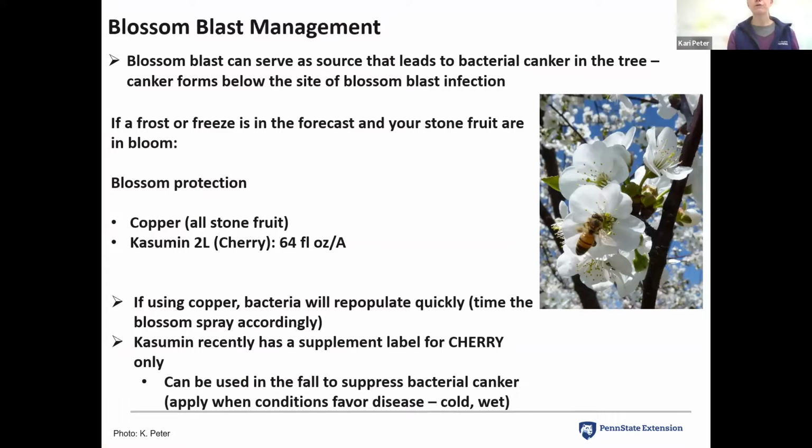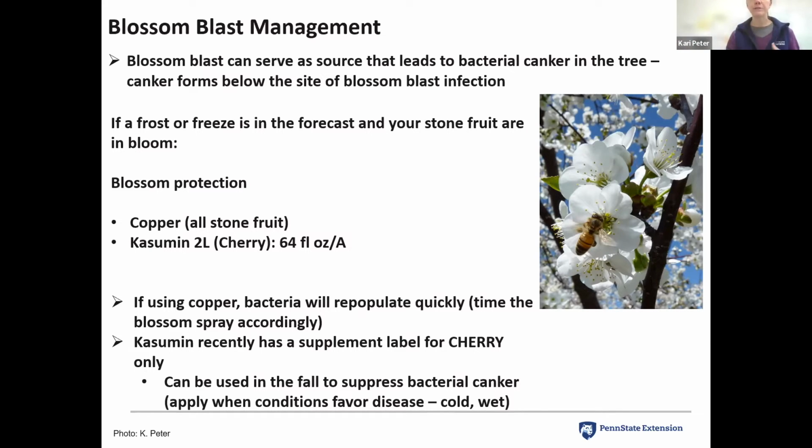So as far as how to prevent blossom blast, because this is the first stage of bacterial canker getting a foothold in the tree, one thing is that you need to be monitoring disease conditions. So if your trees are blooming and it's calling for frosty temperatures, you want to get out there the day before those frosty temperatures occur because you need to manage that bacterial population in those blossoms. There's two ways you can do it. In all stone fruit, you can apply copper. Now, if you use copper, you need to time it right before the event because the bacteria will repopulate those blossoms rather quickly. You don't want to be spraying on a Monday and the frost event's on a Thursday. It's not going to help you.